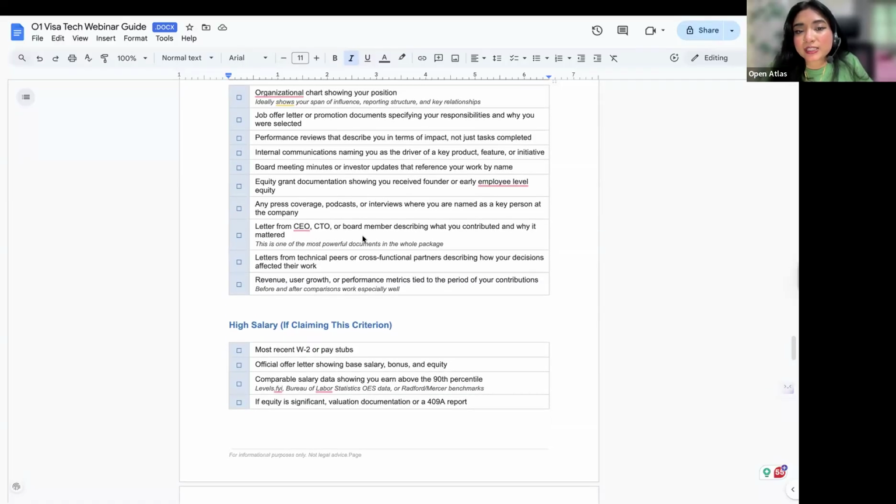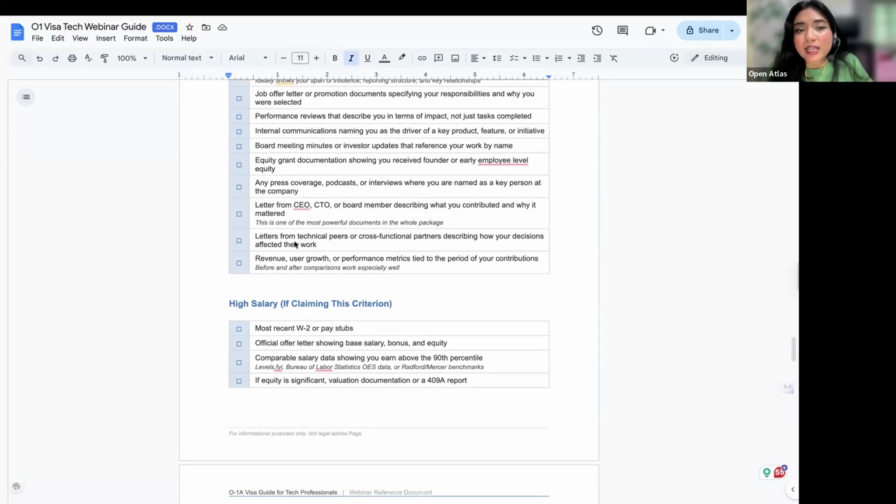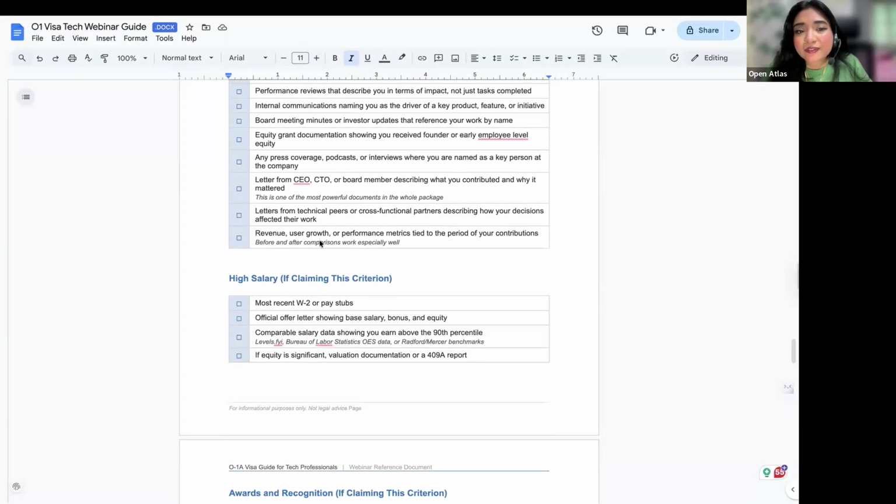Letter from the CEO, CTO, or a board member describing what you contributed and why it mattered. Letters from technical peers or cross-functional partners describing how your decisions affected their work. Revenue, user growth, or performance metrics tied to the period of your contributions; before and after comparisons work specifically well. How it happened, how it was happening before you, and how it happened after you.